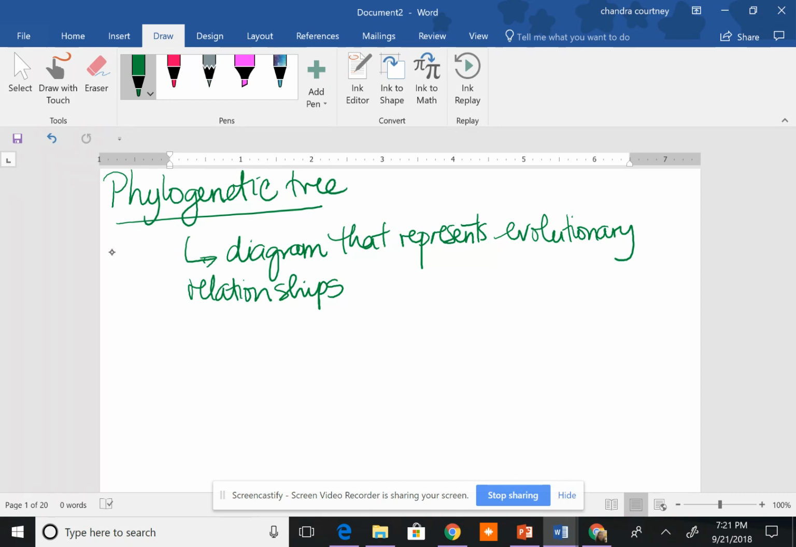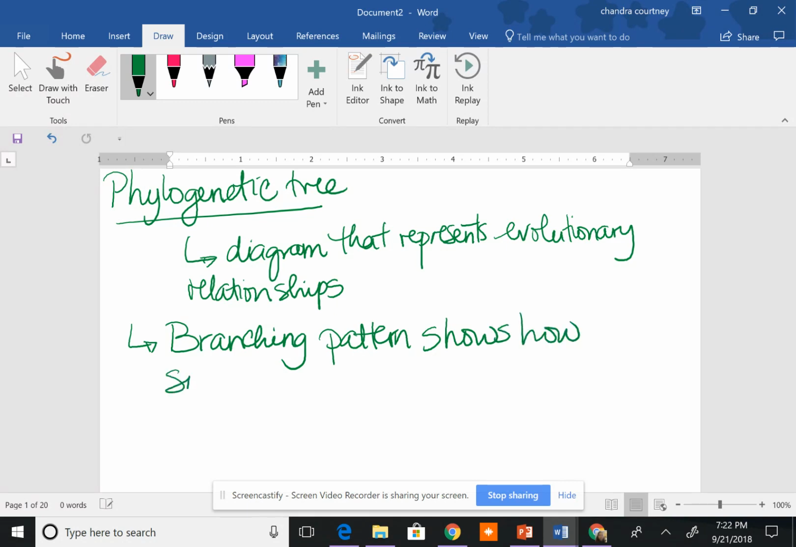Okay, so we're going to say that the branching pattern shows how species or groups evolved from a series of common ancestors.